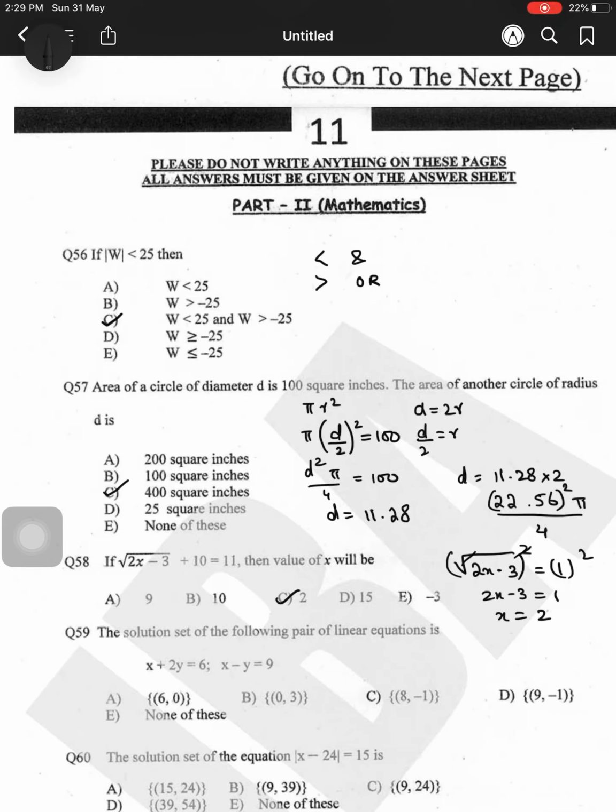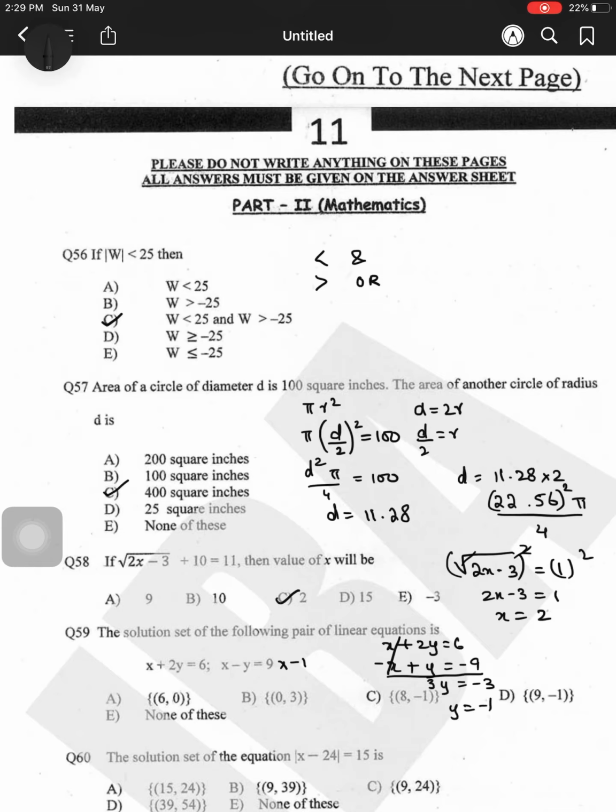In this next question, we're going to multiply the second equation with minus 1. So the first equation is unchanged, which is x plus 2y is equals to 6, and the second equation is minus x plus y is equals to minus 9. X gets cancelled out. We are only left with 3y is equals to minus 3. Y is equals to minus 1.